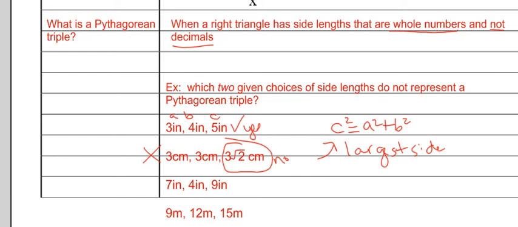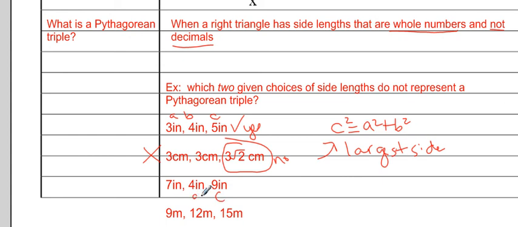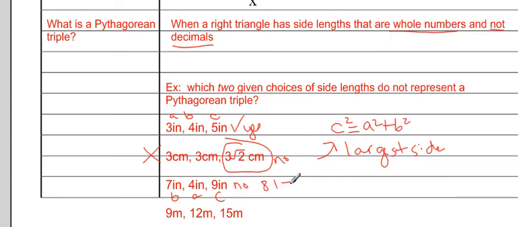Now I'm going to check 7, 4, and 9. And I'm going to do c would be 9, a would be 4, and b would be 7. So I would see if c squared, which is 81, 9 squared, does that equal a squared plus b squared, which is 65. And 81 does not equal 65. So I would say 81 does not equal 65. So 7 inches, 4 inches, and 9 inches is not a Pythagorean triple.